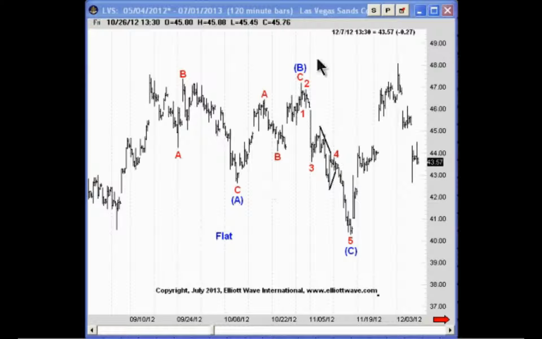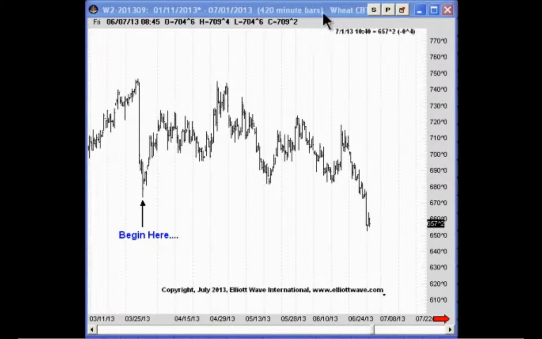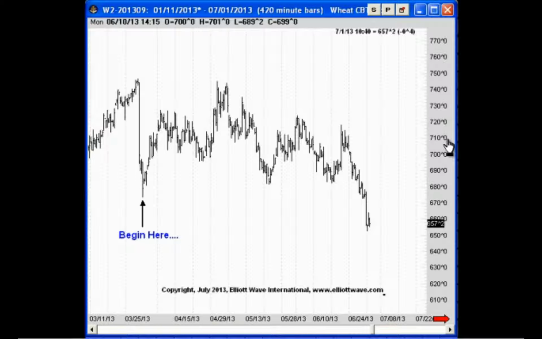Okay, next, let's play the game again and look at another price chart, fresh. Now, some of you who are familiar with my work in Futures Junctures may already know this pattern because I've been talking about this pattern in wheat for quite a while. But I'll be silent for a moment and let you take a crack at labeling this price chart.